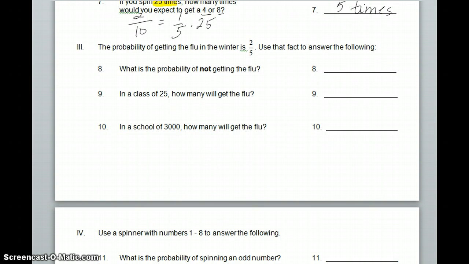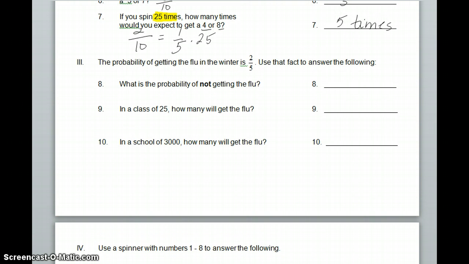All right, I'm going to pause for a moment. Give you about 30 seconds or so to talk this over with your DFF. Do you guys have any questions on how to find the probability or expected value? All right, let's move on.